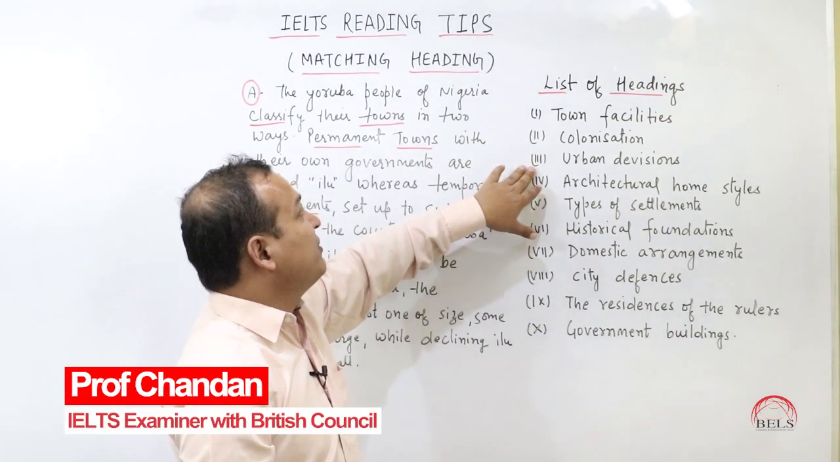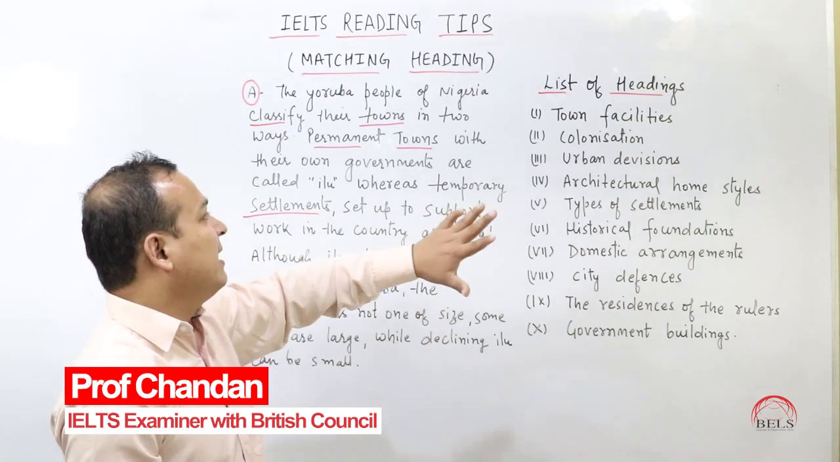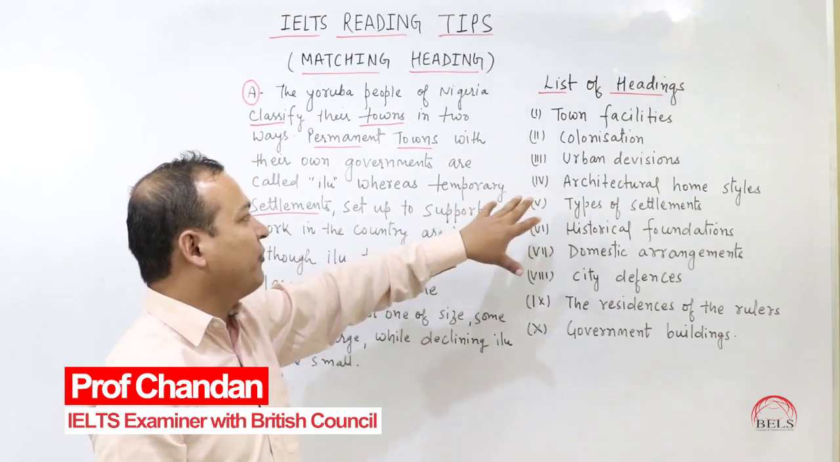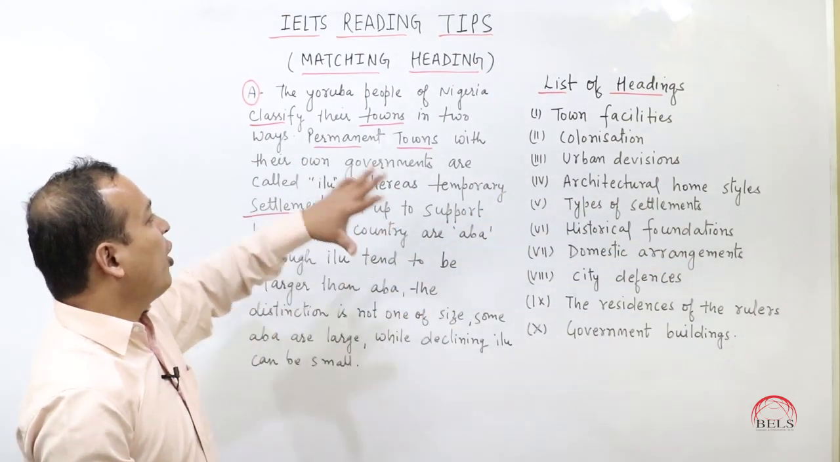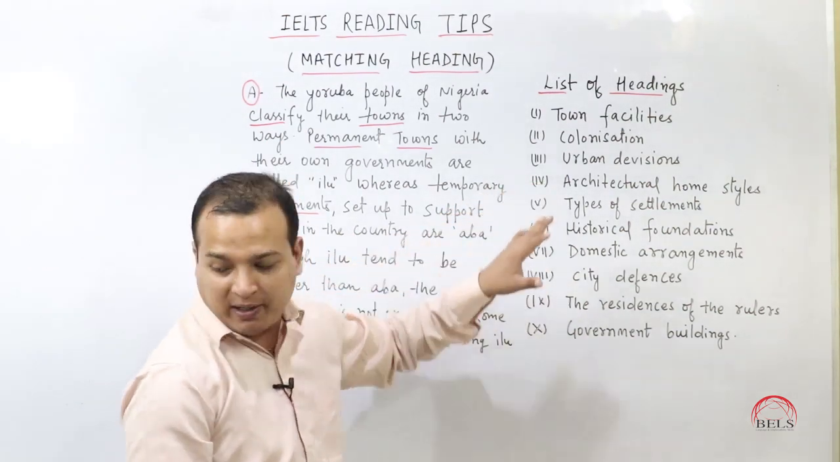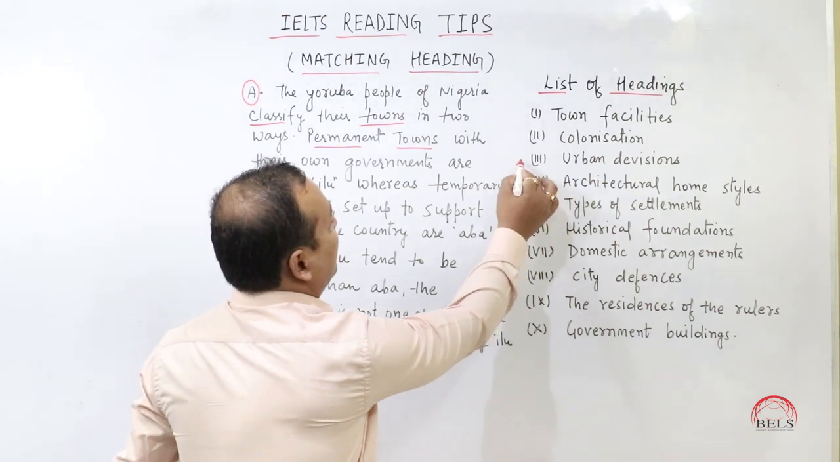Then we have urban divisions. A little bit it's matching with the passage. Now you need to read in detail. You keep that thing here. So urban divisions we are keeping for a while. Fourth one, architectural home styles. They have not mentioned anything about the architectural home styles, so we will remove this one as well. So here I'm just marking that we have doubt with the third one.